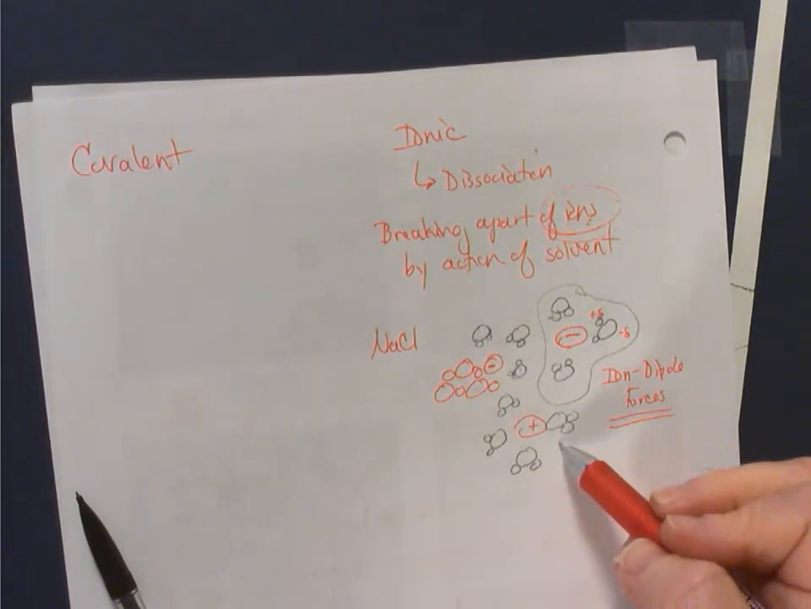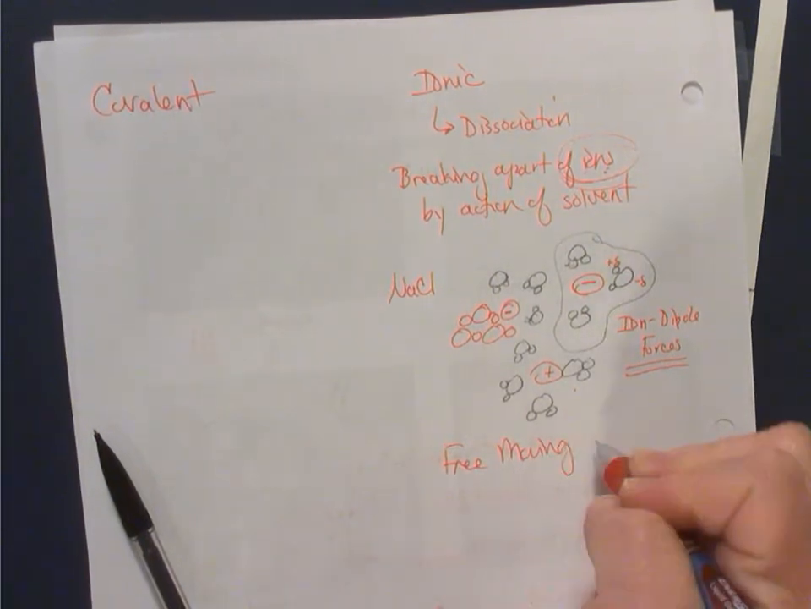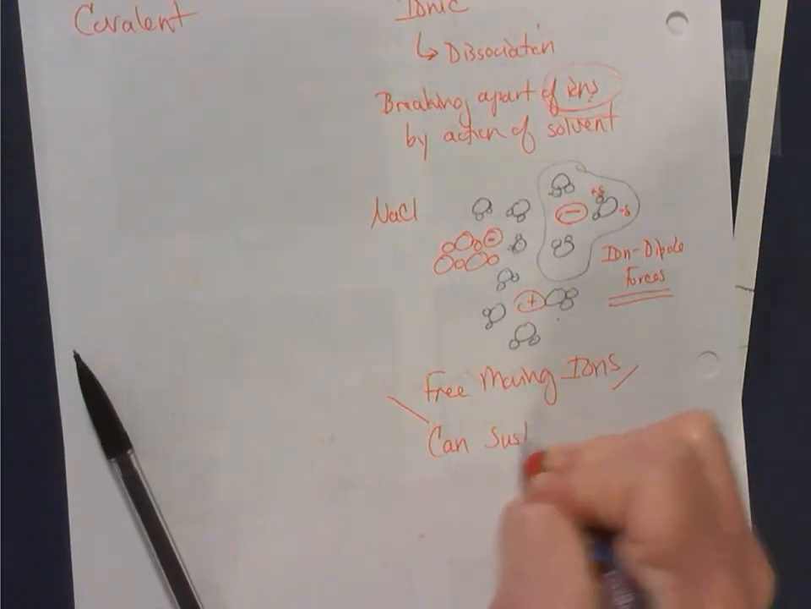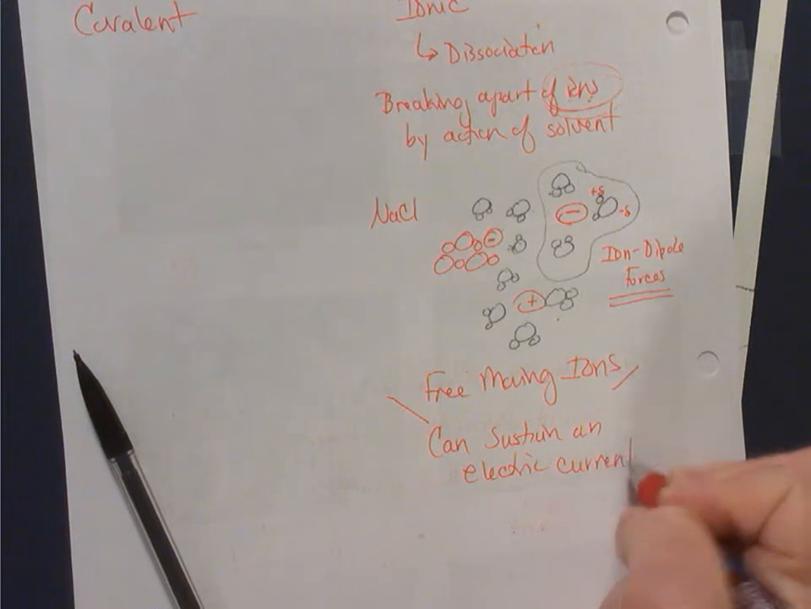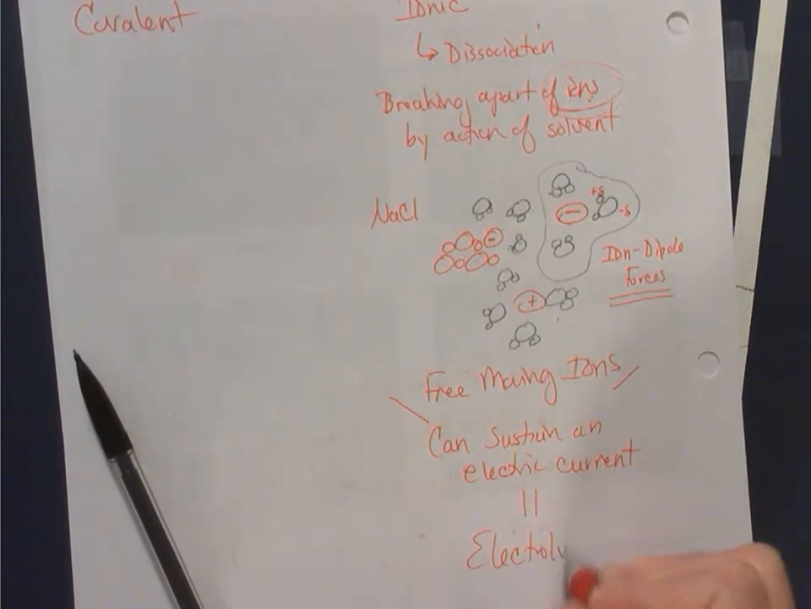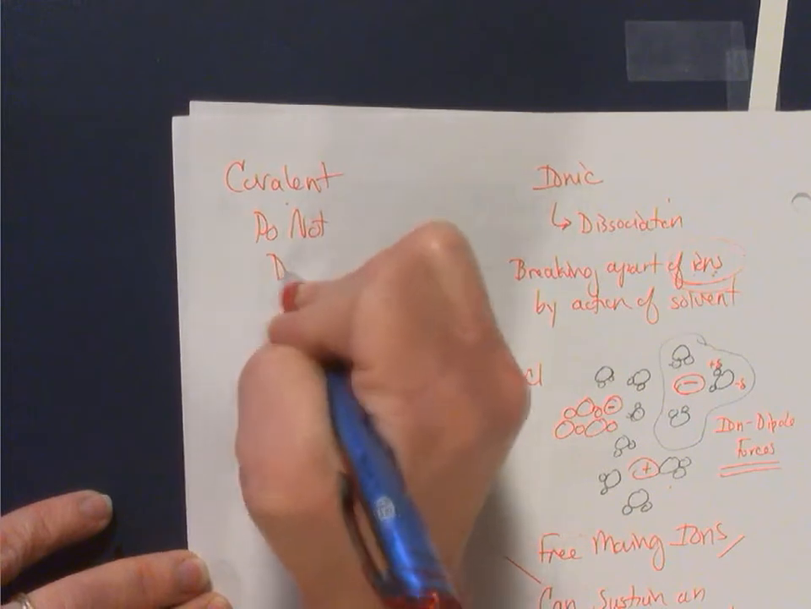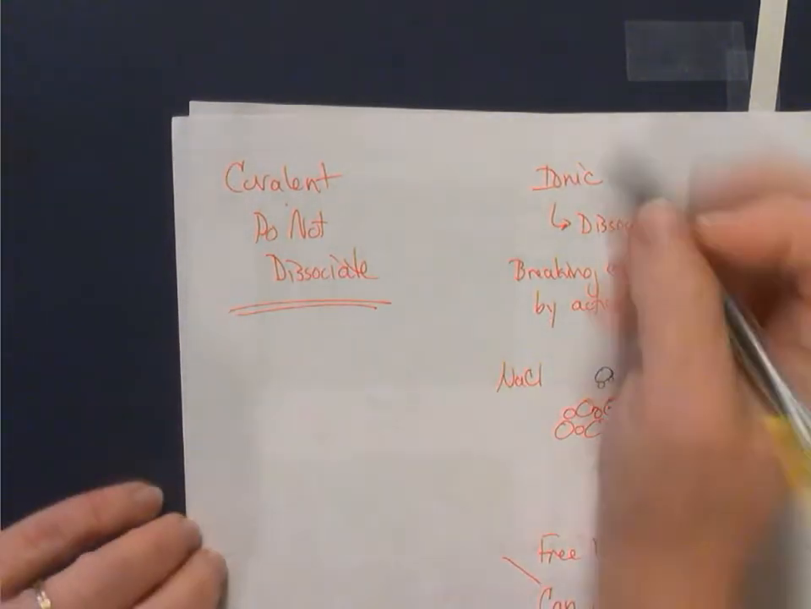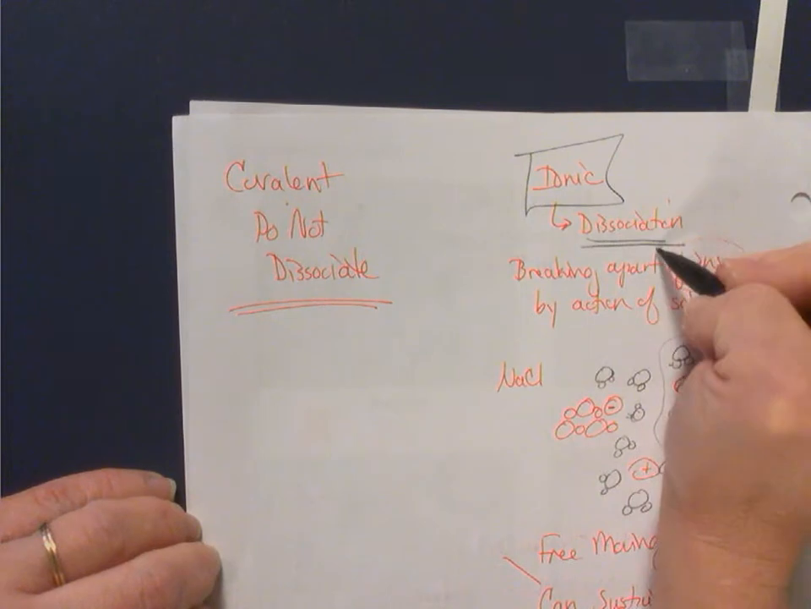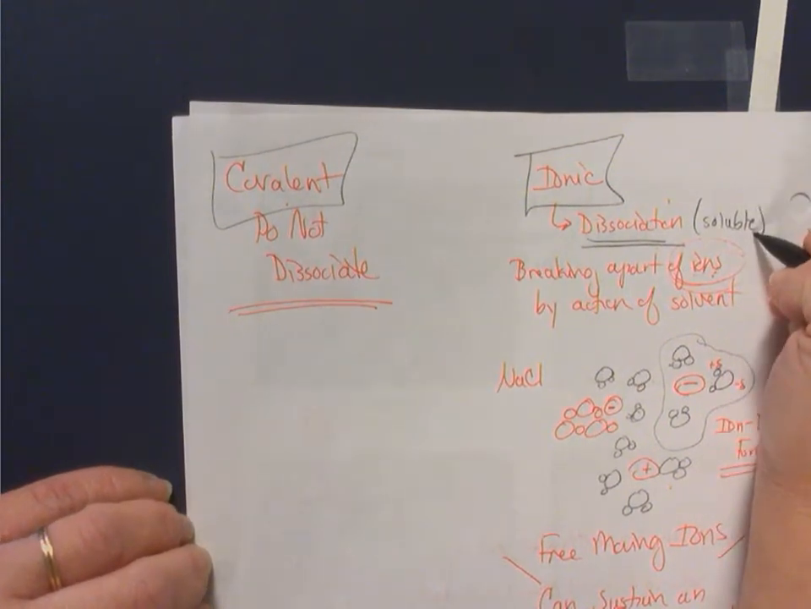Now, what happens then is these separate free moving ions can then sustain an electric current. And that is what makes an electrolyte an electrolyte. Covalent solutes do not dissociate, except for acids. But we will talk about them as a whole separate category. So we have ionic solutes dissociate if they're soluble, as long as they're soluble, we'll talk about that in a couple of days.